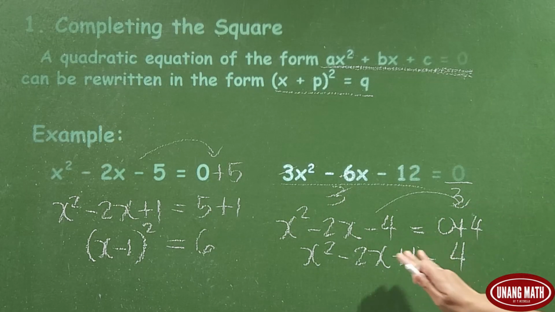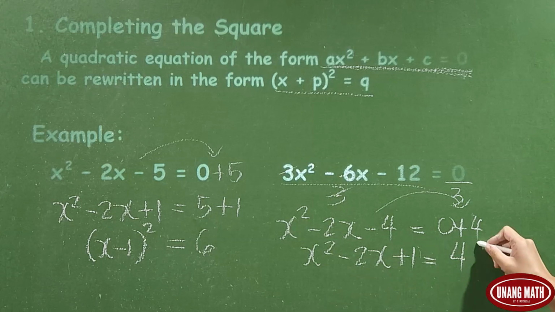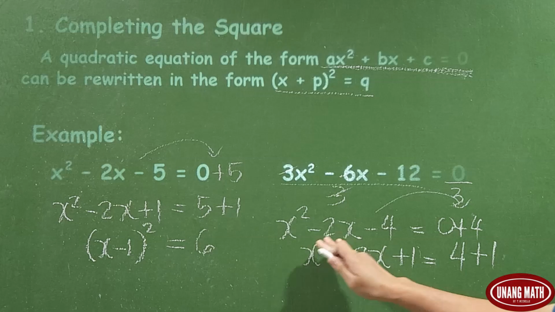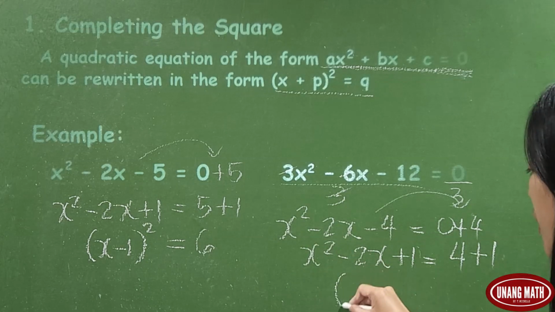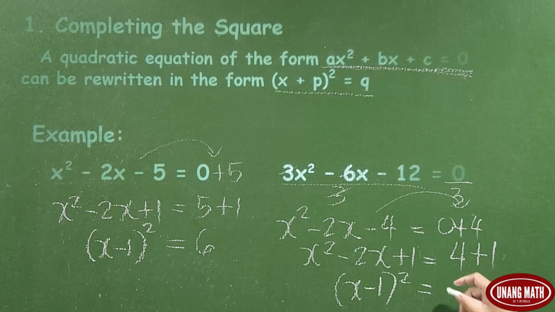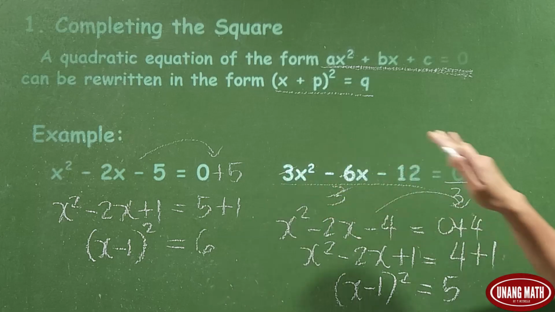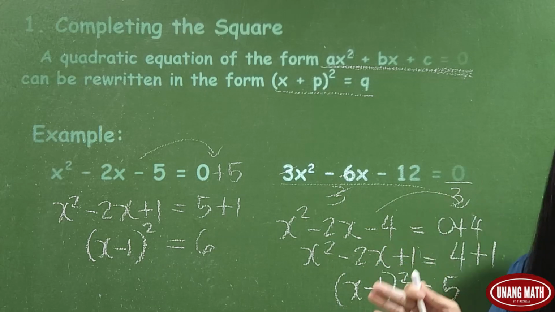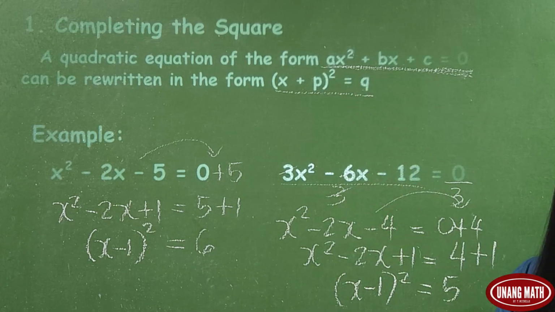Again, this is an equation. You added 1 here. You have to add 1 on this side also. So this x squared minus 2x plus 1, factor out, that's (x minus 1) squared. So (x minus 1) squared is equal to 5. So from this quadratic equation, we rewrite in this form. So this is completing the square.